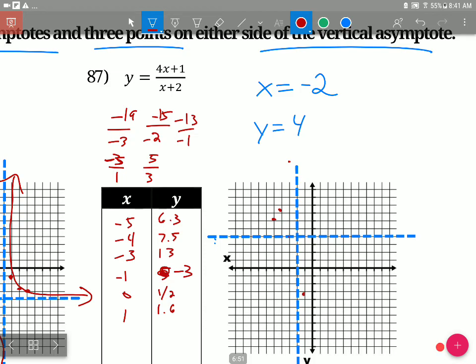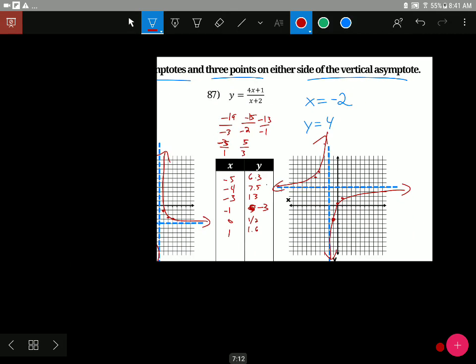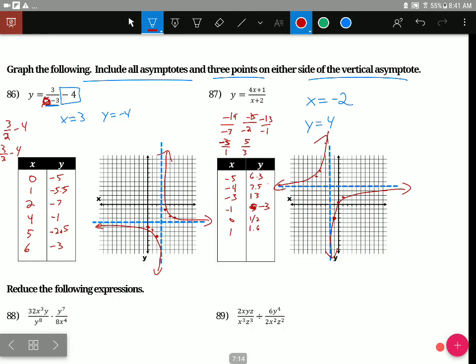So negative 3. 0 is 1/2. And 1 is 1.6, so somewhere in there. So this guy goes, gotta make the sound effects. And I totally missed that dot. There we go. And that's what it looks like. Done.